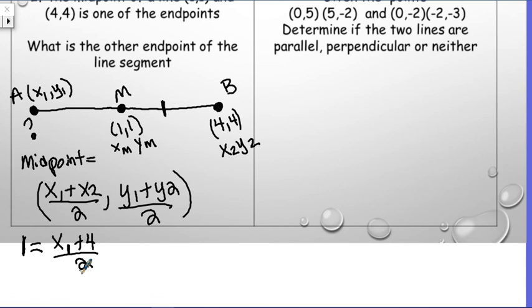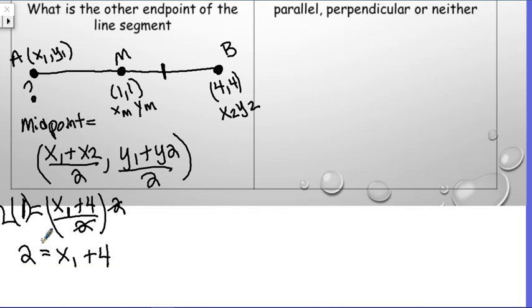Well, we said we don't like fractions. So in order to get rid of this denominator, I am going to multiply both sides by the number in the denominator. So I'm going to multiply both sides by 2 so I can get rid of that 2. So I'm going to say 2 equals x1 plus 4. Now we're going to solve this equation like we know to solve. The variables are on the left and the constants are on the right. So I need to subtract 2 from both sides.